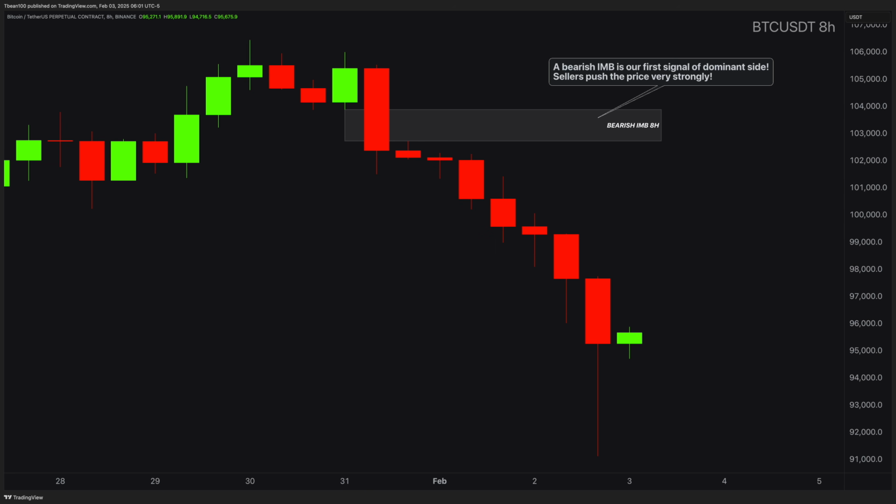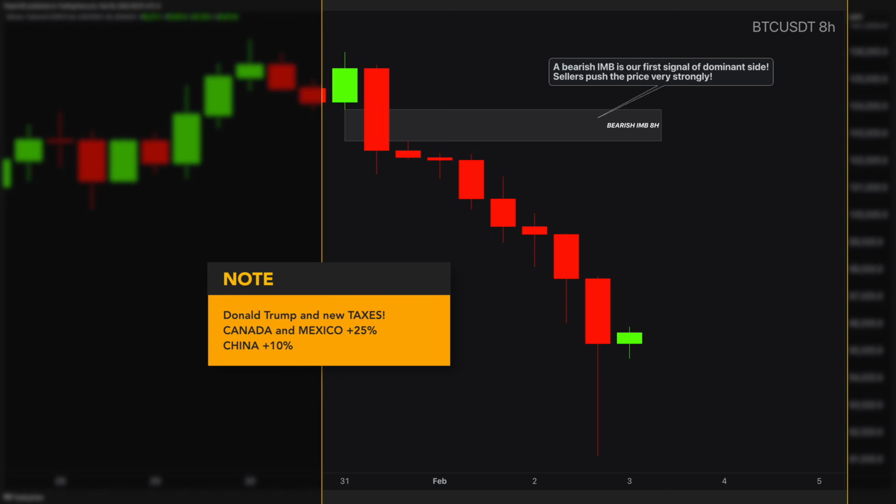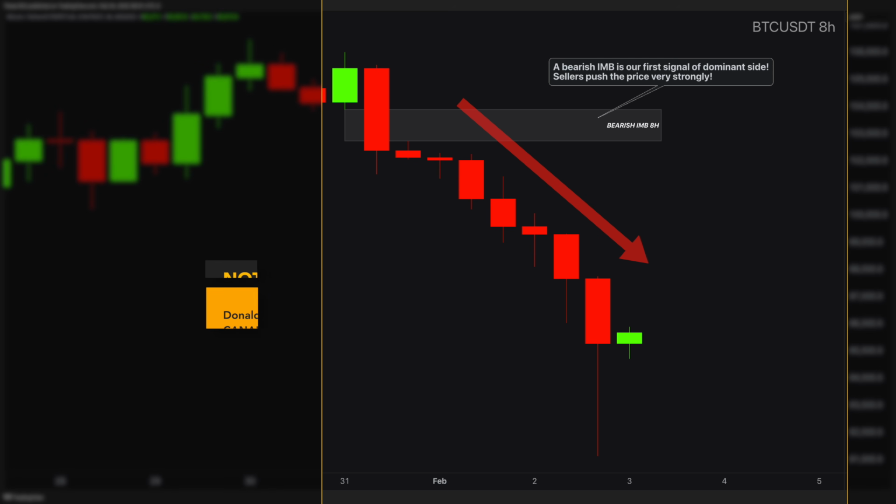If you know, at the end of January, we started to have these rumors that Donald Trump will sign a policy of new tariffs, 25% taxing against Canada and Mexico, and an extra 10% taxing for China. And on the 1st of February, this created a massive reaction in the markets. Bitcoin was the earliest to react to this news. It caused this gigantic drop of 15%.